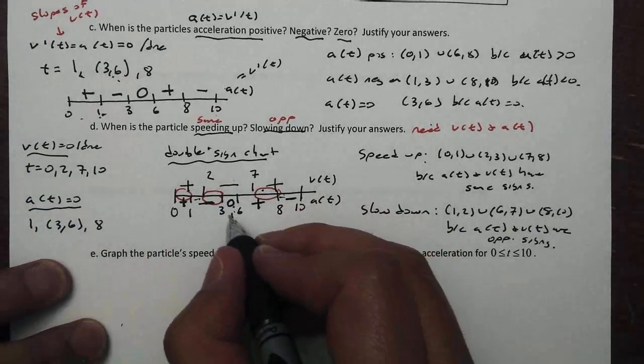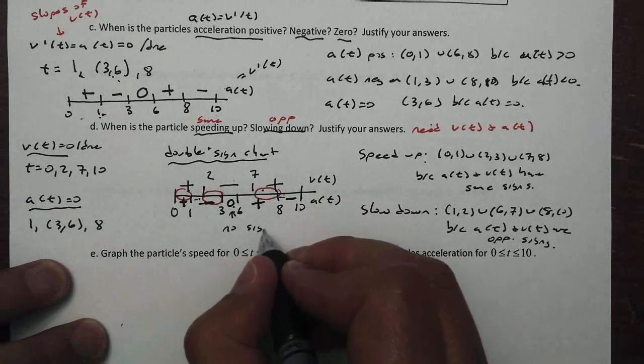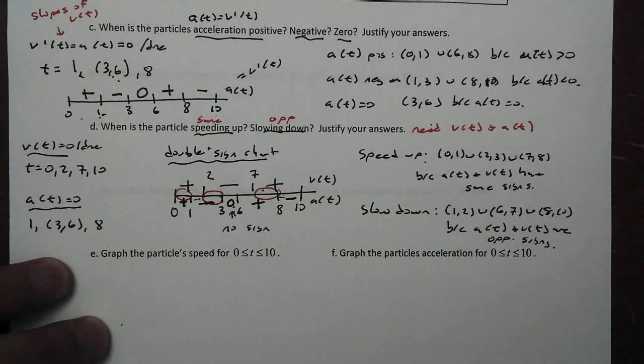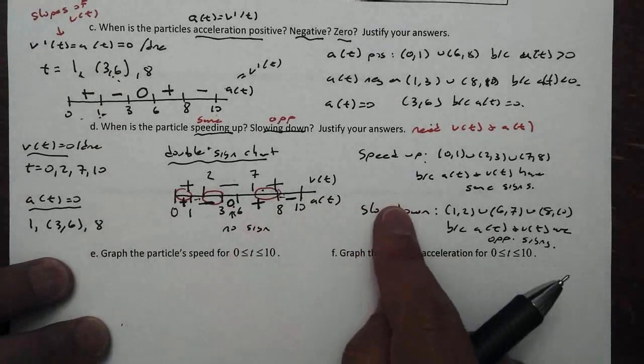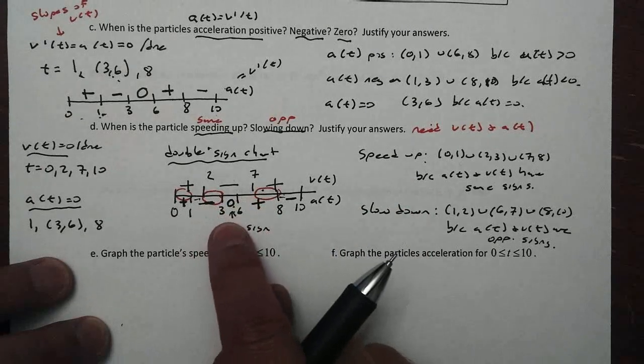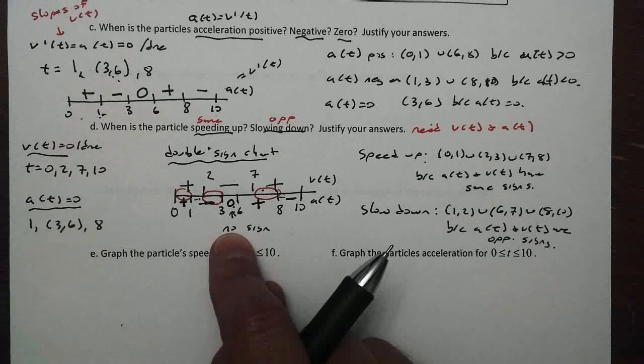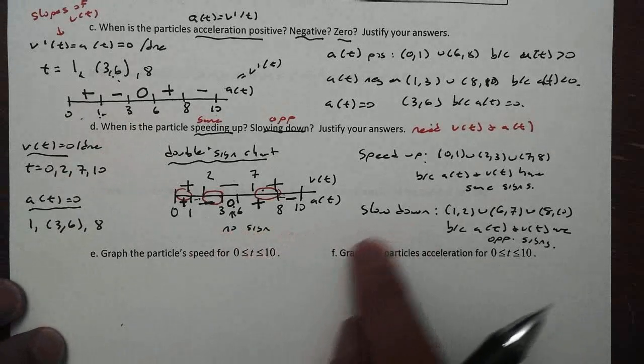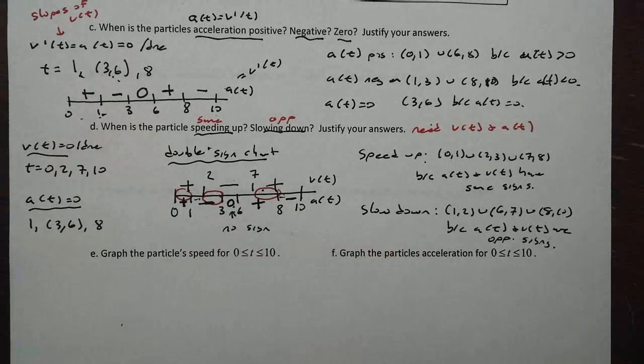Well, 0 has no sign attached to it. And because 0 has no sign attached to it, it's not speeding up or slowing down. This is when you're moving at a constant speed. This is kind of like when you put your cruise control on your car. Your acceleration is 0. You just move at the same speed the whole time. So because my acceleration is 0, we're not speeding up or slowing down.